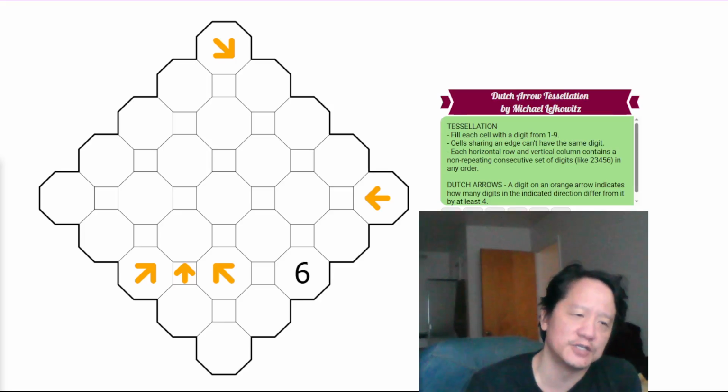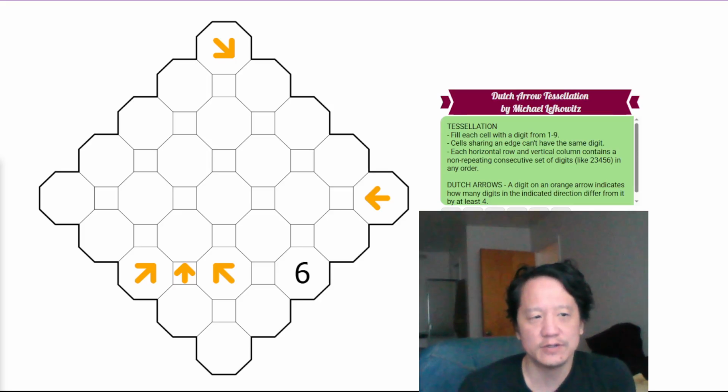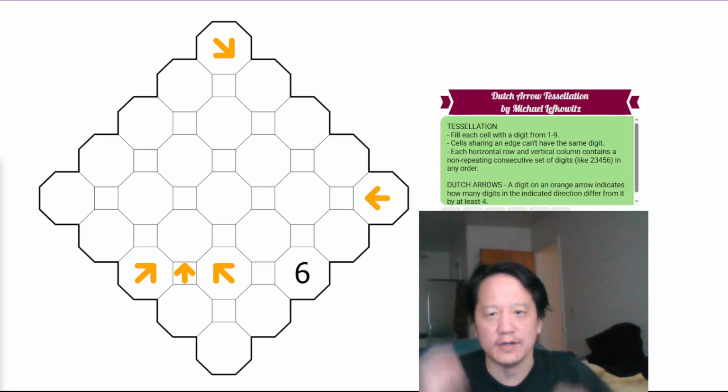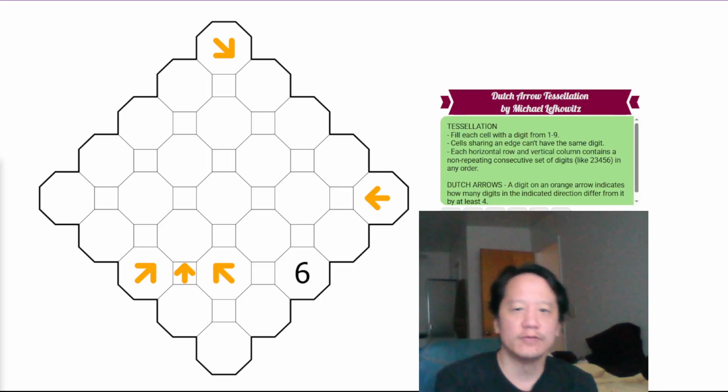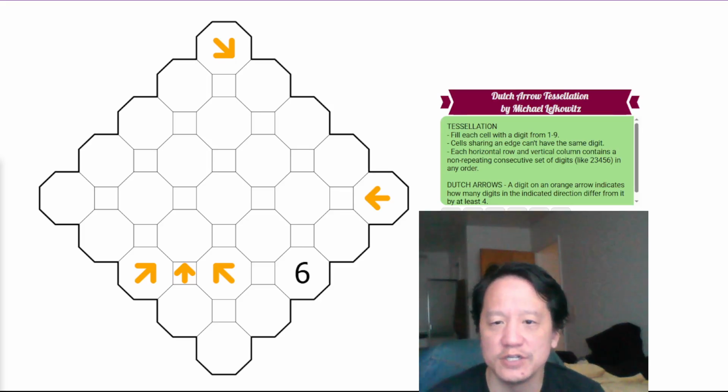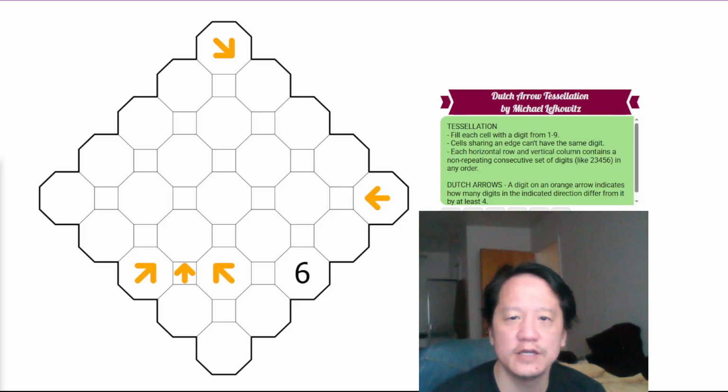It's specifically a tessellation, which is kind of similar to Sudoku, but not completely, so we've basically broken it out into a different type. Anyways, it's called Dutch Arrow Tessellation by Michael Lefkowitz. And here are the rules.